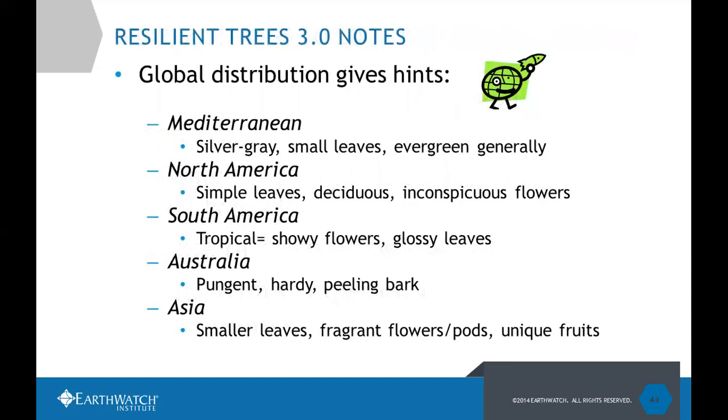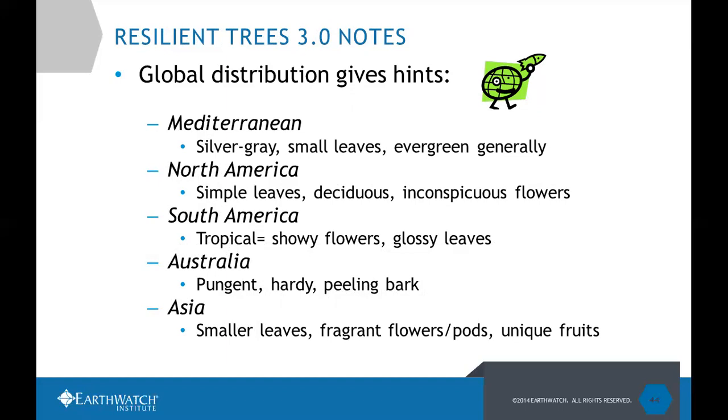And another final note in terms of identifying our set of species specifically is that the species are picked along a global distribution. So they often give hints. If a tree is from a certain region originally, it might have some more distinguishing features to it. For example, if it's from the Mediterranean region, it tends to have silver-gray or very small leaves, and generally tends to be evergreen instead of deciduous.